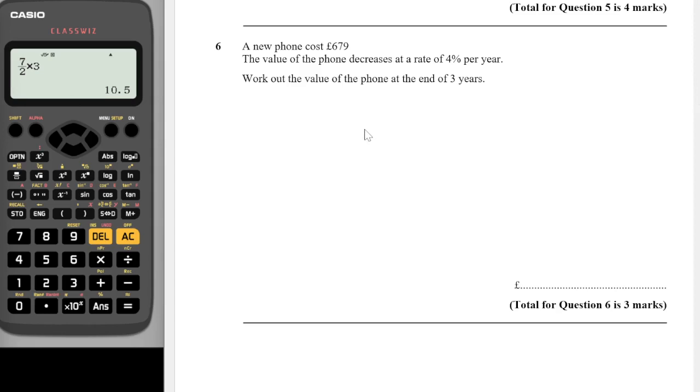Question 6. A new phone costs £679. The value of the phone decreases at a rate of 4% per year. Work out the value of the phone at the end of 3 years.